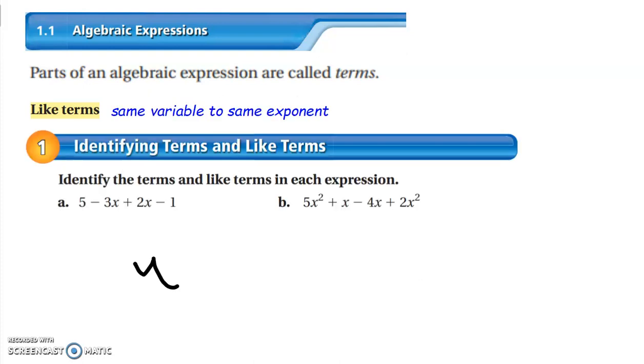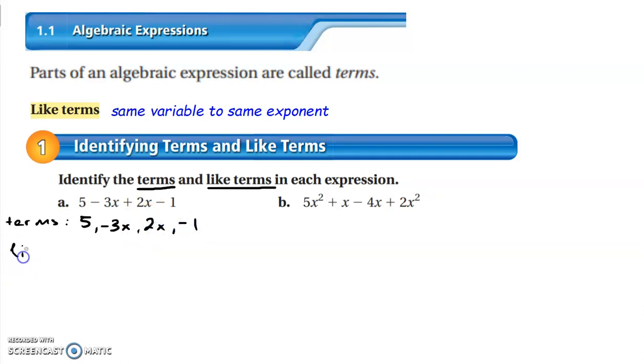Okay, let's look at identifying the terms and like terms. Let's look at terms first. The terms in this first expression are 5, then we have negative 3x. Very important that you include the sign in front of the number. We have 2x and negative 1.